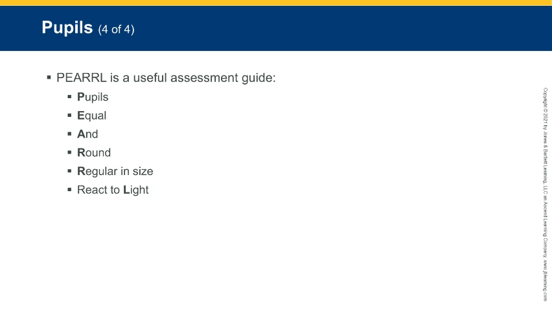Use the PEARRL mnemonic to assess pupil function. Pupils: equal and round, regular in size, light reactive. If a patient's pupils do not meet these criteria, it may indicate an underlying neurological issue that requires further evaluation.